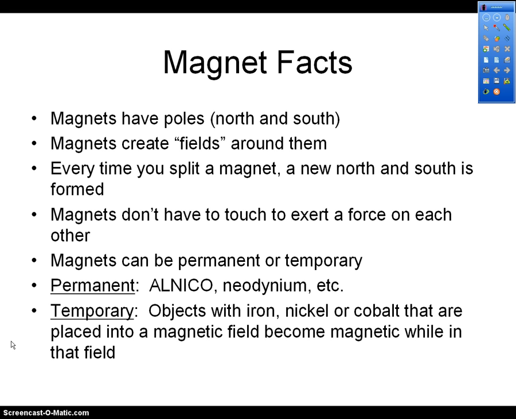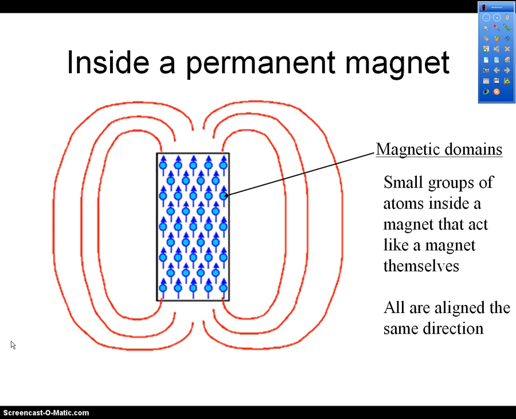Temporary magnets are objects that also have iron, nickel, or cobalt, but they're not permanently magnetized. They only become magnetized if you place them in a magnetic field. So an example of that would be like a compass needle. Compass needles in and of themselves aren't magnetic, but if you place them in the Earth's magnetic field, they will align themselves with the Earth's magnetic field, and it becomes a temporary magnet.